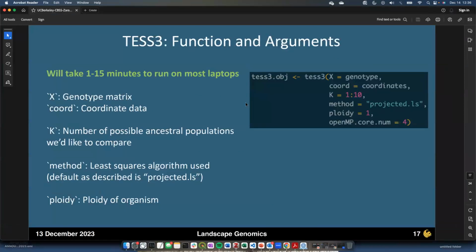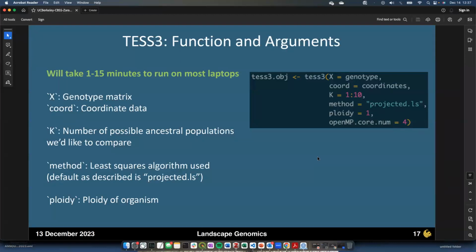And so tess3 has a few functions and arguments, but it's actually a really simple function to run. So we have X that's represented as a genotype matrix. So that's the data that I showed with those zeros and ones. We have our coordinate data, which is our latitude and longitude for each of our 170 individuals. And then we have the number of possible ancestral populations we'd like to compare, K. This can range anywhere from 1 population to 10 populations, which is really common. But you can add more if you want to.